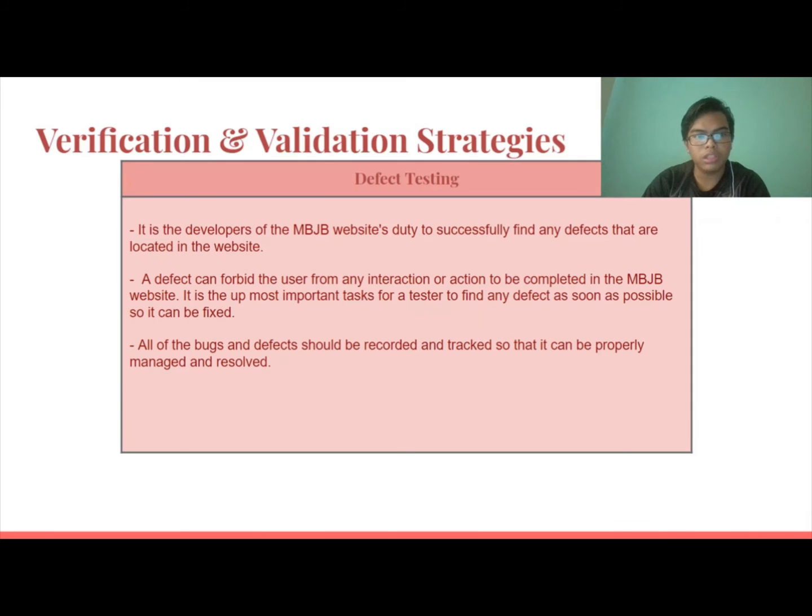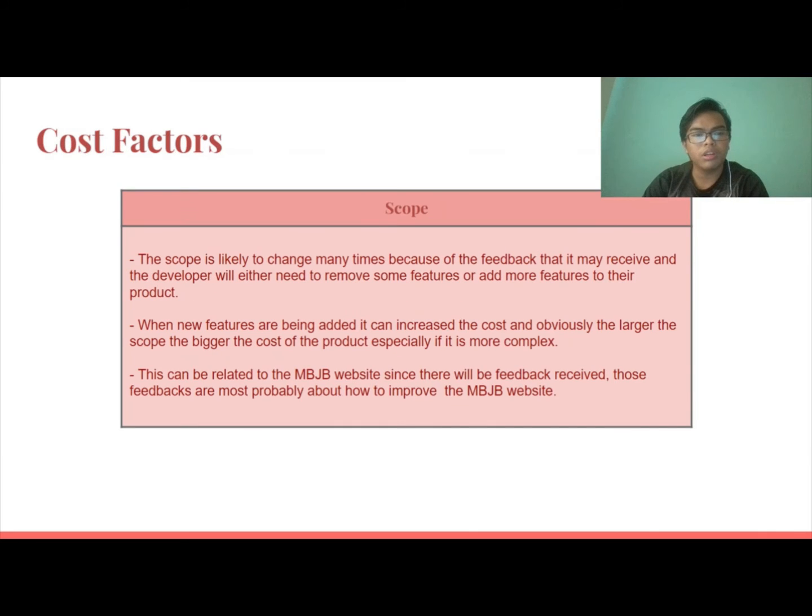So part 3 is the verification and validation strategies. Defect testing. It is the duty of the developers of the MBJB website to successfully find any defects that are located in the MBJB website. A defect can forbid the user from completing any interaction or action in the MBJB website. It is the most important task for a tester to find any defect as soon as possible so it can be fixed. All of the bugs and defects should be recorded and tracked so that they can be properly managed and resolved. The cost factor is the scope.